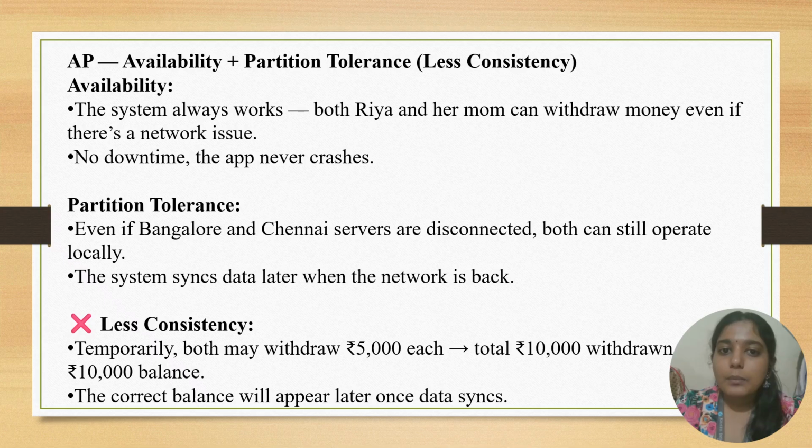Next one is availability plus partition tolerance. So here the system will always work. That is, both Ria and her mom can withdraw money even if there is a network issue, no downtime, and the app never crashes. And in partition tolerance, even if Bangalore and Chennai servers are disconnected, both can still operate locally. System syncs data later when the network is back. So since we are using availability plus partition tolerance, the consistency will not be there. That is, temporarily both may withdraw 5,000 rupees each. So total 10,000 withdrawn, the balance will not be accurate. So the correct balance will appear later after the data is synced.